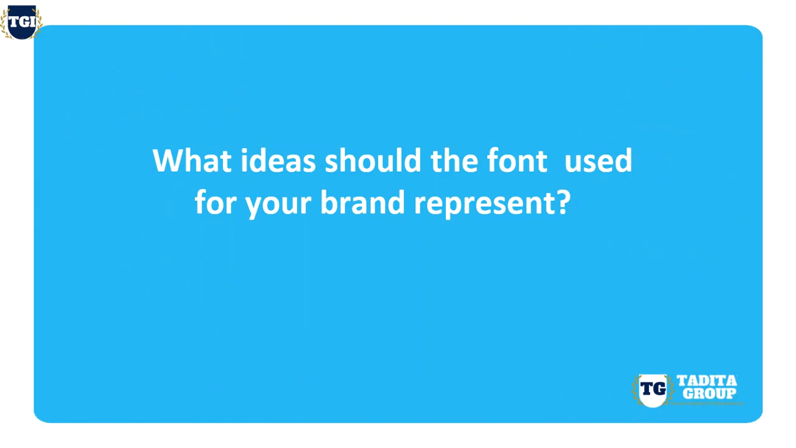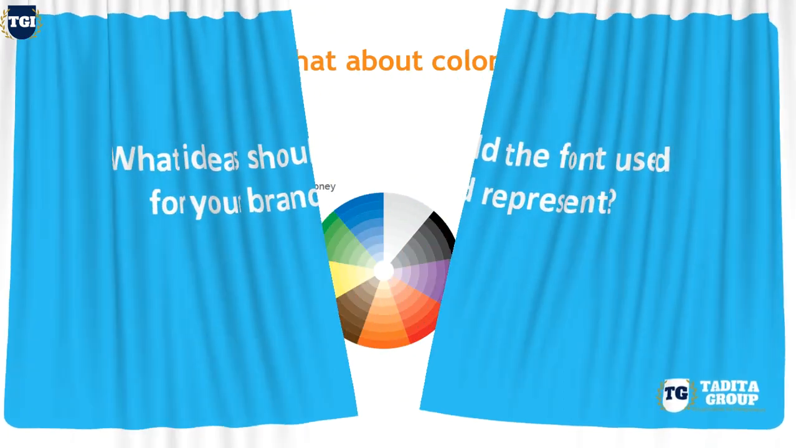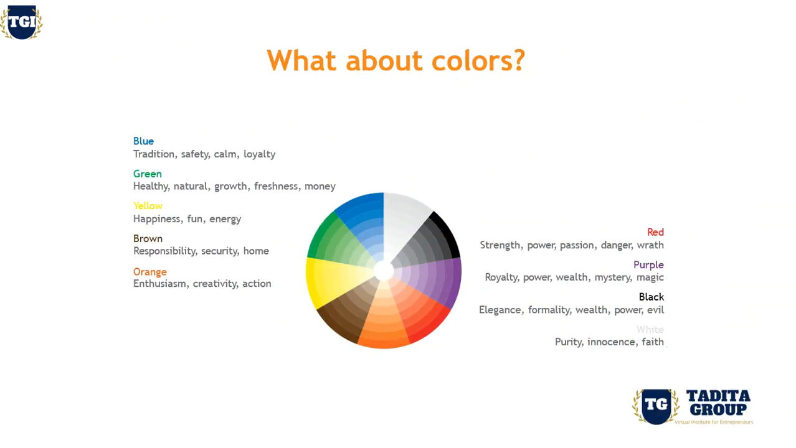Now, what ideas should the fonts you use for your brand represent? So what about colors? This is a very, very important and significant aspect when you're designing your logo. And this color should guide you, all right? Blue signifies maybe tradition, safety, calm, and what? Loyalty. Green, health, natural growth, freshness, and what? Money, all right? Yellow signifies happiness, fun, energy. Brown signifies responsibility, security, home. Orange, enthusiasm, creativity, action.